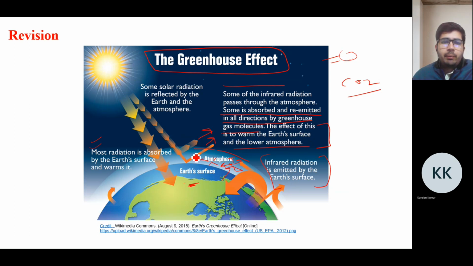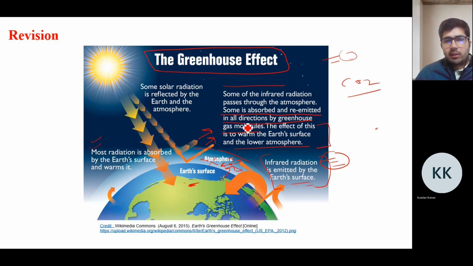Infrared radiation is emitted by the Earth's surface. So when the shorter wavelength radiation strikes the Earth, the reflected radiation will be in the infrared zone. This infrared radiation is coming from the Earth's surface, and that will be trapped by the greenhouse gases. So this is the way in which greenhouse gases are affecting the Earth's atmosphere, and this is how global warming is happening.